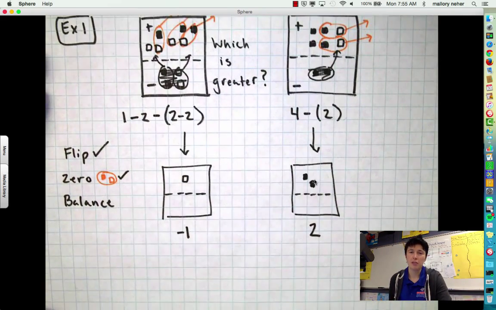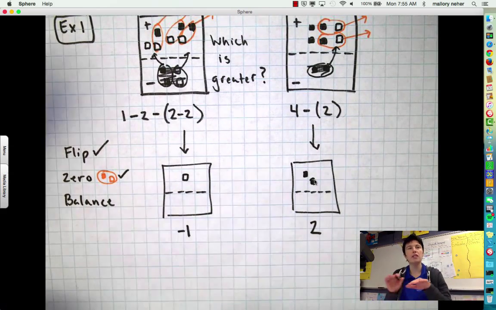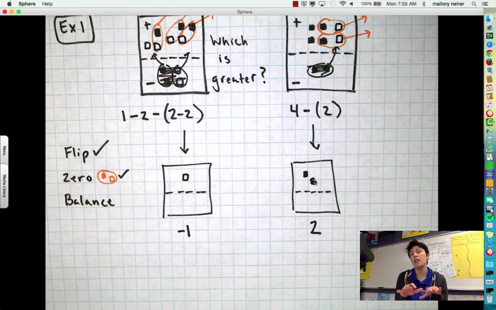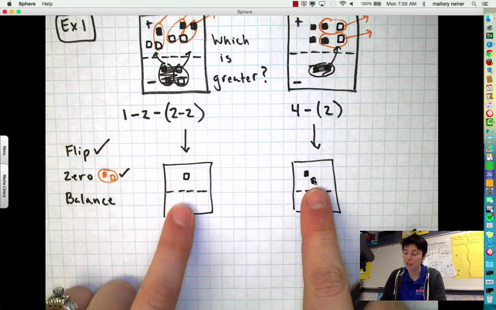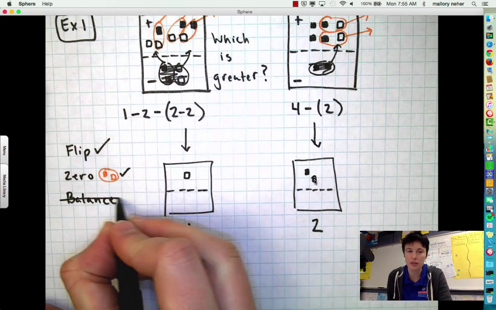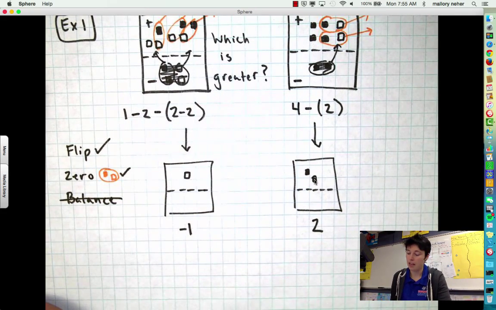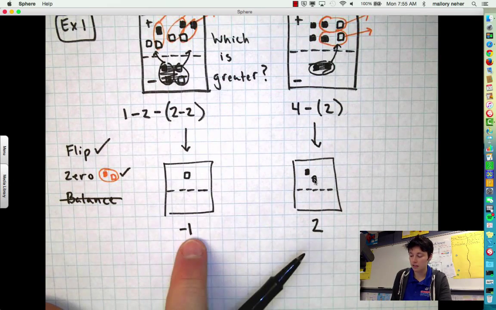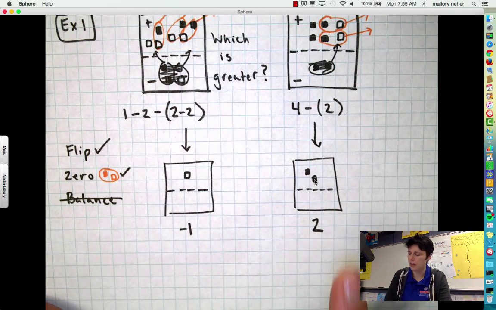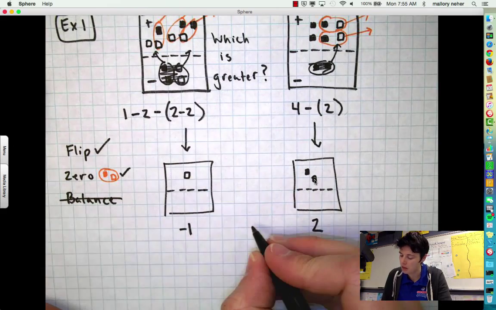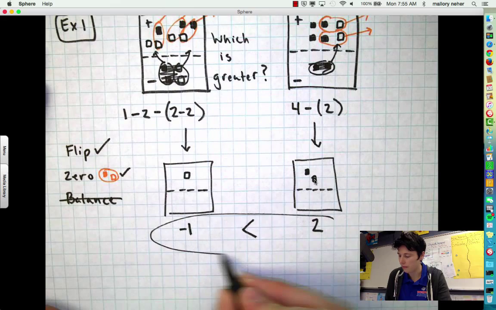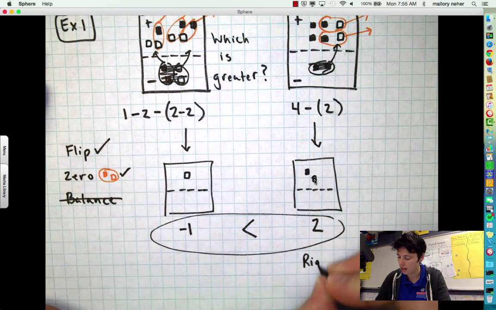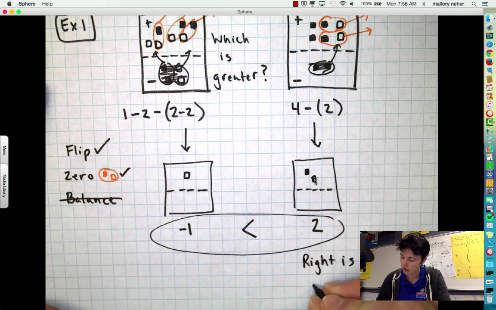And I have one final move, the balance move. Balance is when you have something matching on the left and the right and you want to take them off the mat. These aren't matching. One of them's negative, these are positive. There's actually nothing for me to balance in this example. But I know what my answer is. Which is greater, -1 or +2? Well, definitely +2 is greater. So I'm going to use my greater than, less than symbol to say that the right side is the greater side. Right is greater.